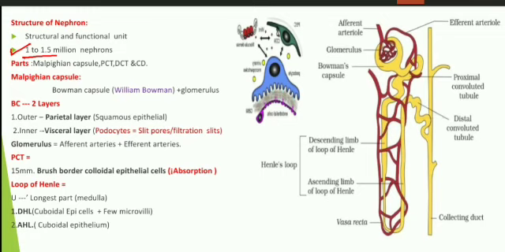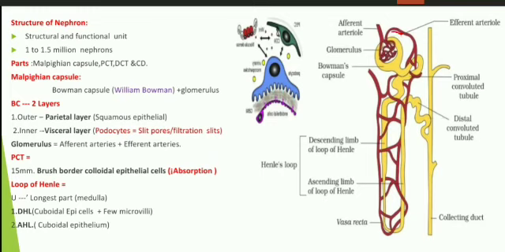Next, this is the structure of the nephron, which mainly consists of some parts. One is the Malpighian capsule, then the proximal convoluted tubule, distal convoluted tubule, and collecting duct. What are the parts of the nephron? We can go through the diagram.